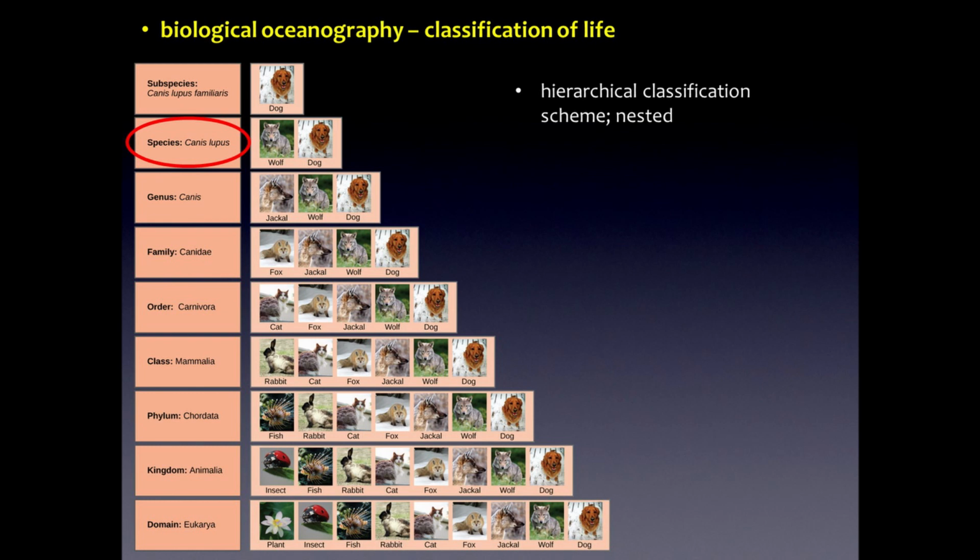We can actually put dogs in an even more specific category known as a subspecies. But as we work through the bottom of this list, so we have the domain, you can see how the domain includes this wide range of animals. And then we get more specific characters until finally we land on the dog.